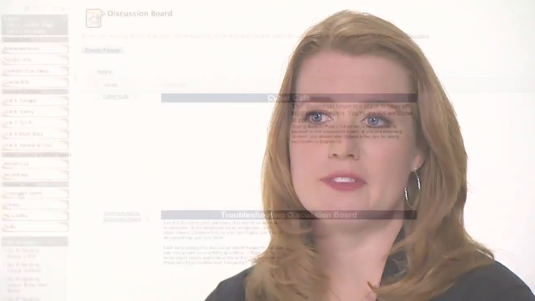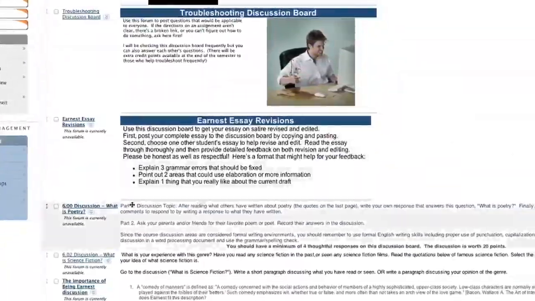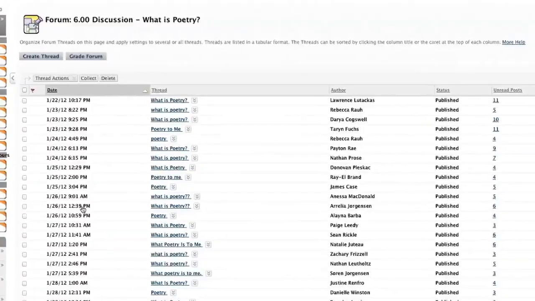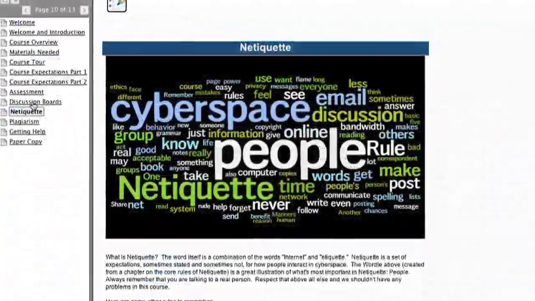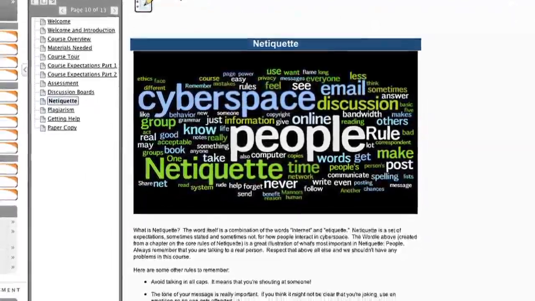So I will involve them in discussion boards and make sure that every student has the opportunity to answer. We make sure that everything on there is positive. We're not going to be negative even if we disagree with someone, and that's part of the expectations that we let them know ahead of time.